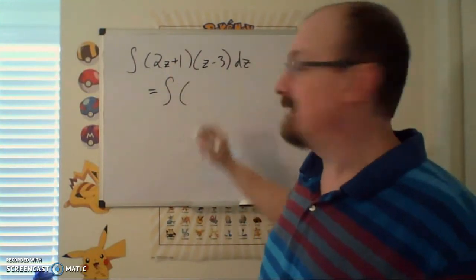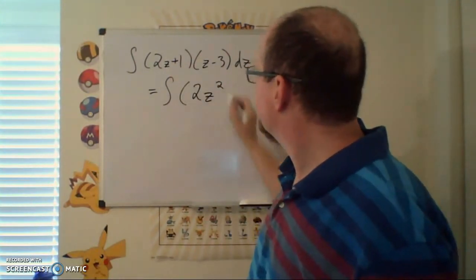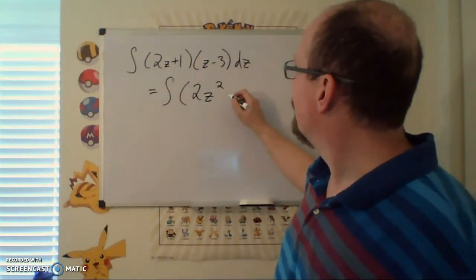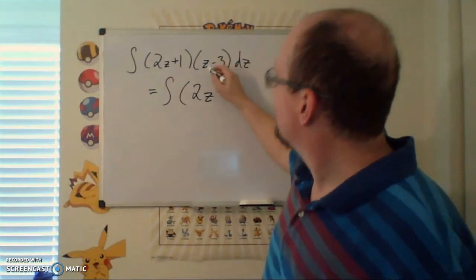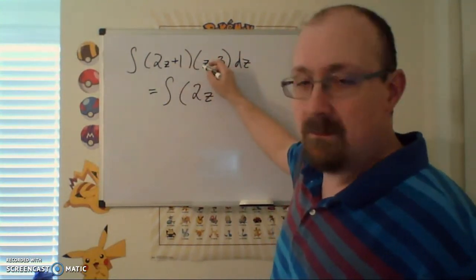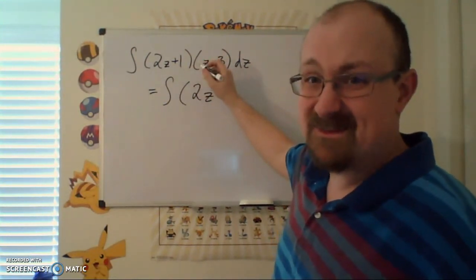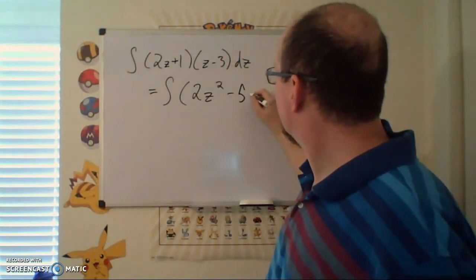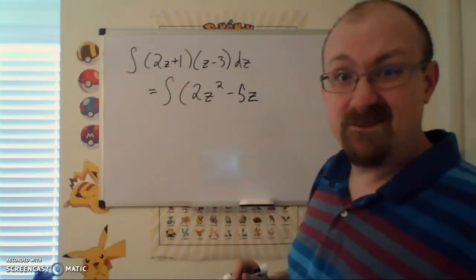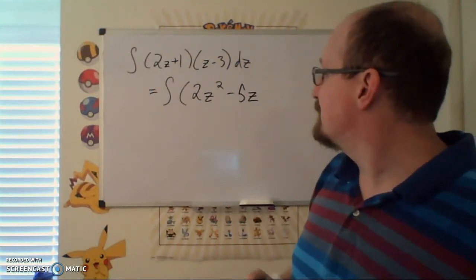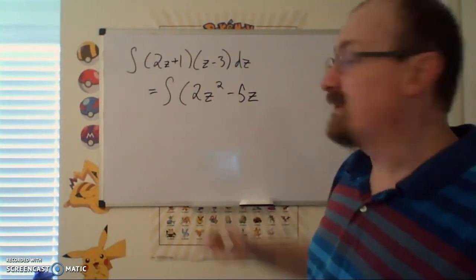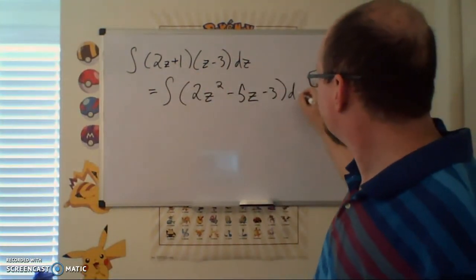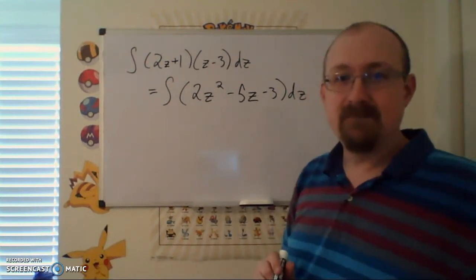First, 2z times z gives me 2z squared. Outer, 2z times negative 3 would be minus 6z, plus the inner, 1 times z. So we have negative 6z plus 1z. So negative 2z squared minus 5z. All that's left is the last, 1 times negative 3, minus 3 dz.